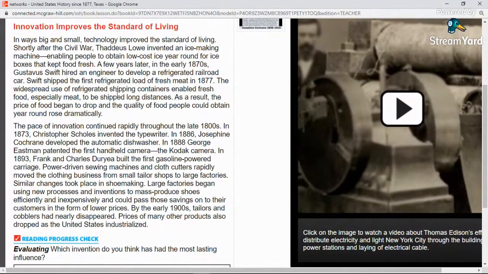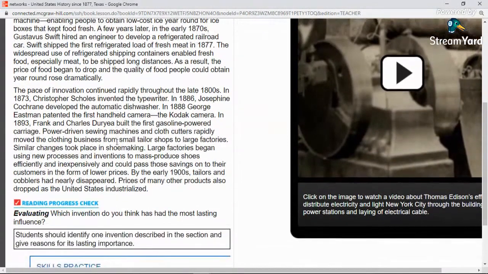So because of this, the price of food began to drop because it became easier to transport food, right? Meat, especially. When it's more difficult to transport meat, it's more expensive because you're paying for the extra work that it takes to transport it. So all this innovation continued.